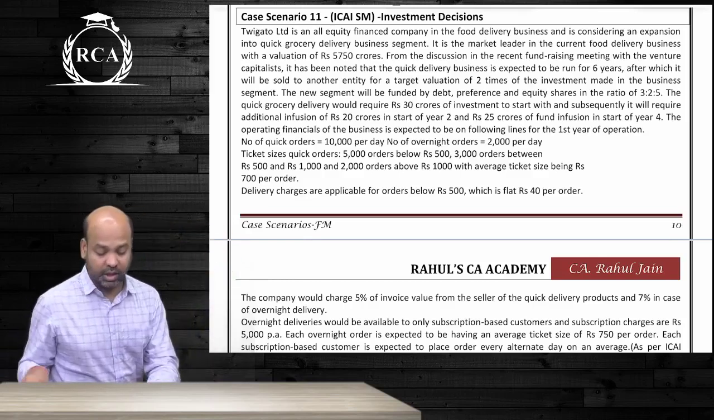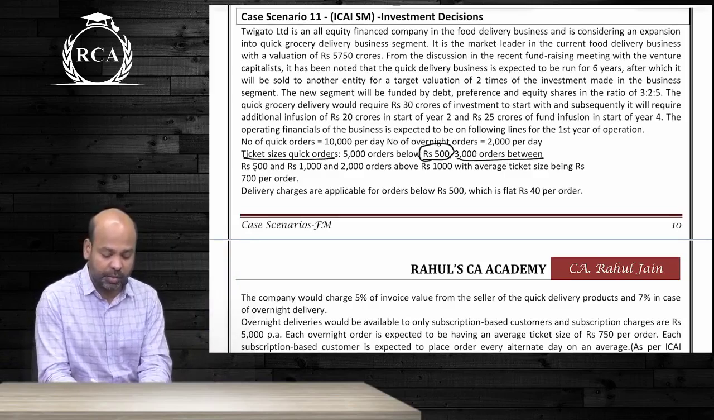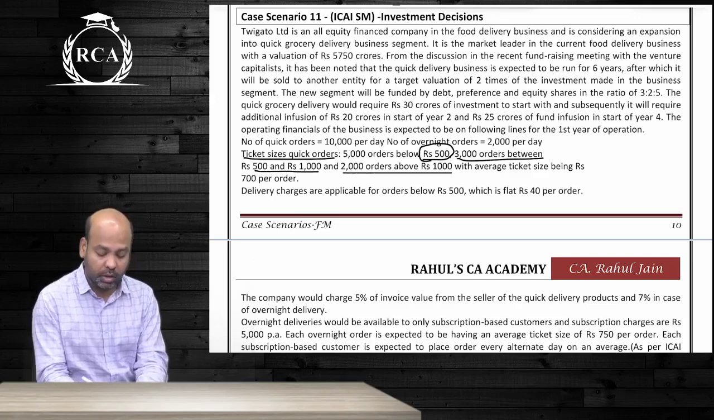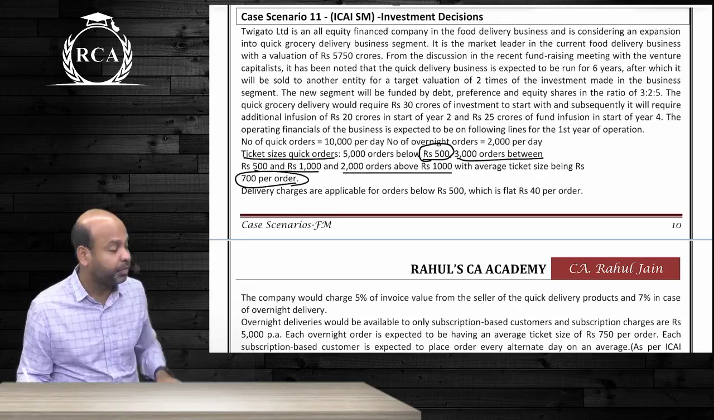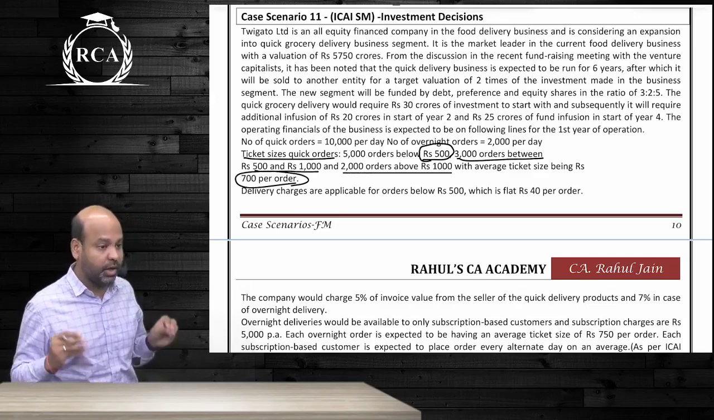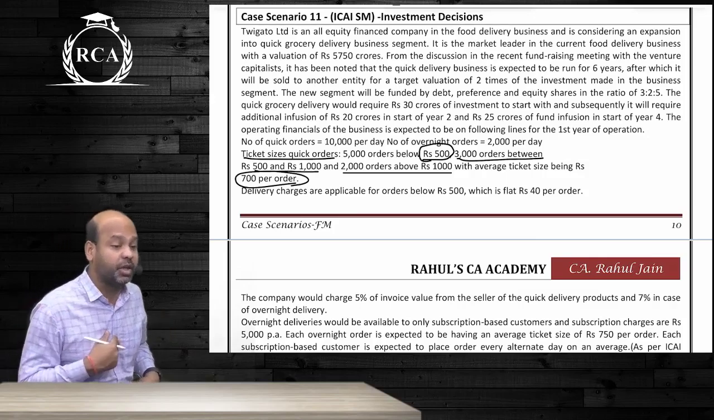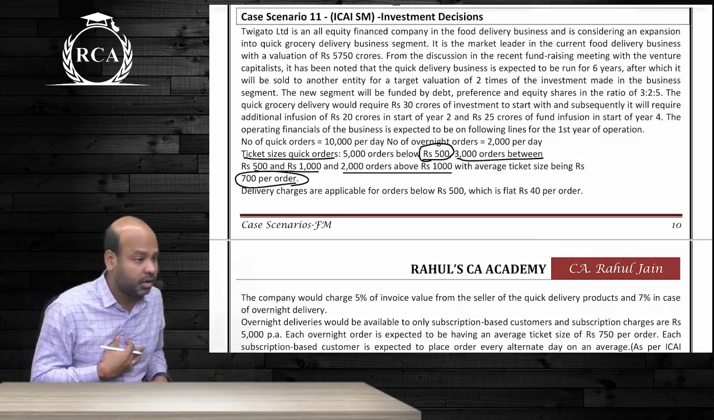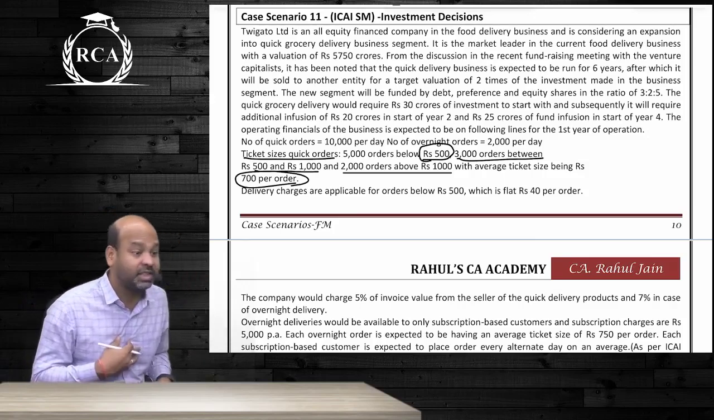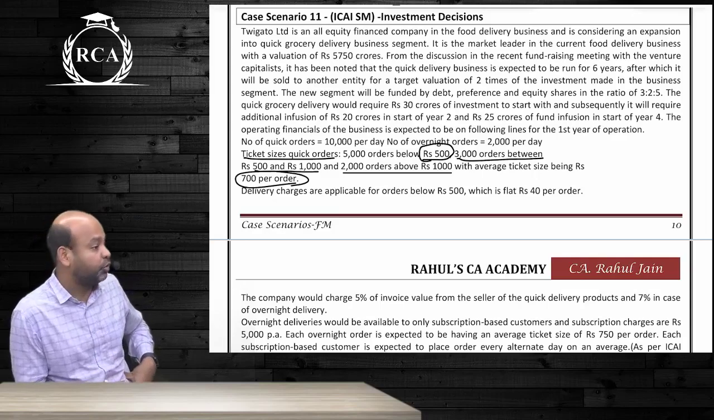Out of these 10,000 orders, 5,000 orders will be for an amount of less than 500. 3,000 orders will be between 500 to 1,000. 2,000 orders will be above 1,000. With the average ticket size being, that is not our revenue. We are only the delivery agents here, guys. On that, the commission that we get will be our revenue. AS 9 had this question, remember? What is the amount of revenue? I said in an agency business, you cannot book the entire amount of gross inflow. You have to only book commission.